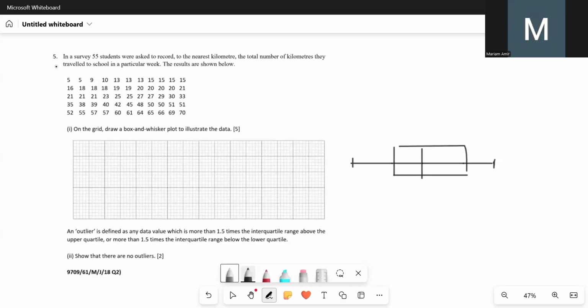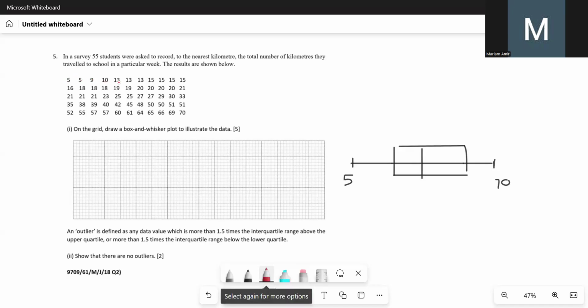Okay, so in the question, the lowest data value is 5. The highest data value is 70. Now we need the median, lower quartile, upper quartile. Median would be the middle value after it's arranged in ascending order, and it's already arranged in ascending order. So there are a total of 55 data values. To get to the middle, we'll do 55 plus 1 divided by 2, which gives us 28. So we're going to mark the 28th value, which will be the median.